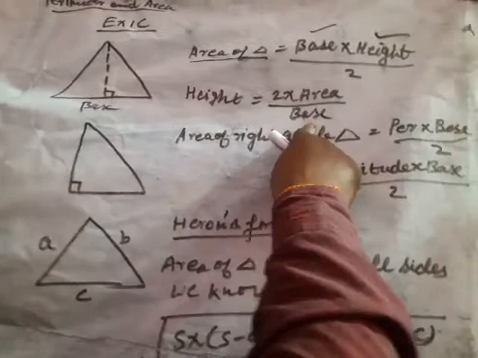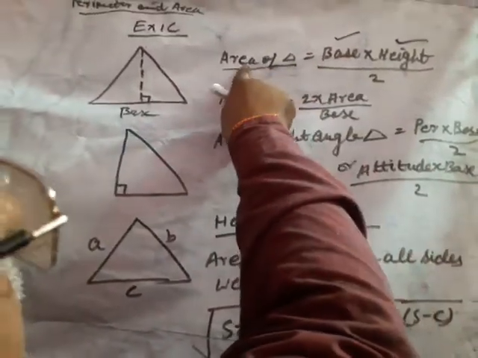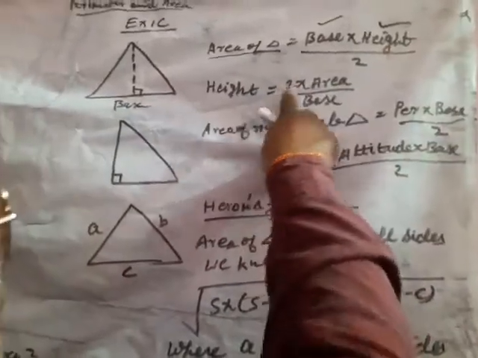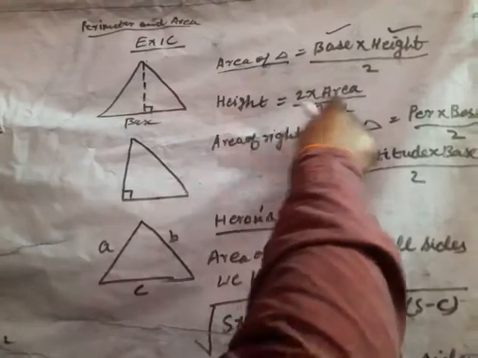If you know area and base, if you have to find base and you know area and height, then base is equal to 2 into area upon height. With the help of this formula, you find this.